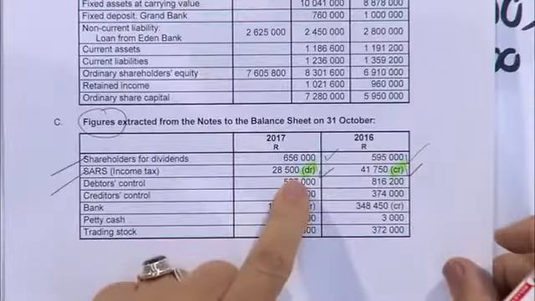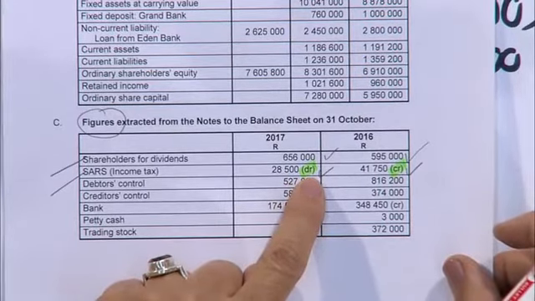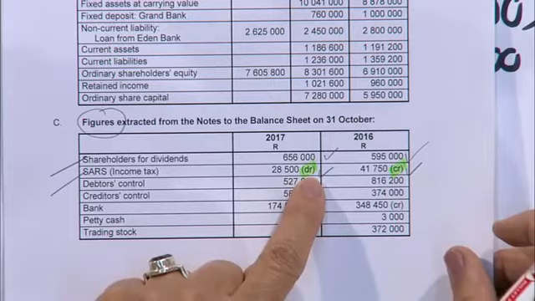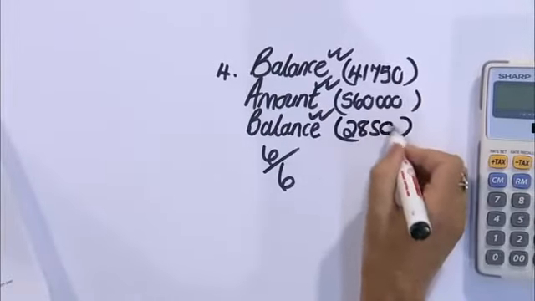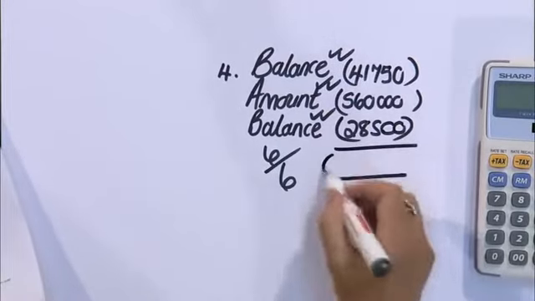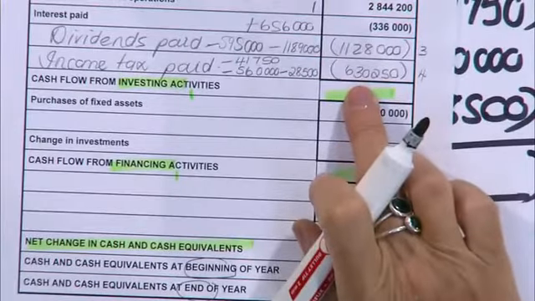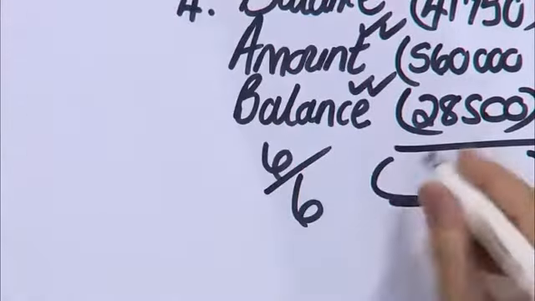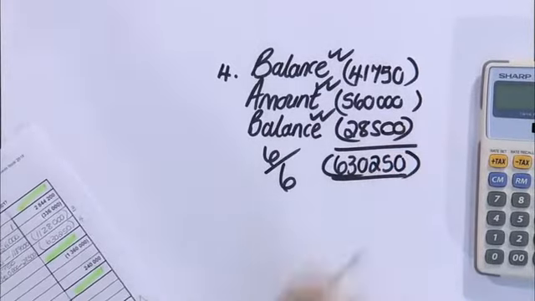Let's see. What does this mean? I said debit means they owe me. Why do they owe me? I overpaid them. 28,500. See, there we go again. Pay, pay, pay. Answer, worked it out already, so I'm just copying from what we did before. We said 630,250. Let's write it in. 630,250. Right.